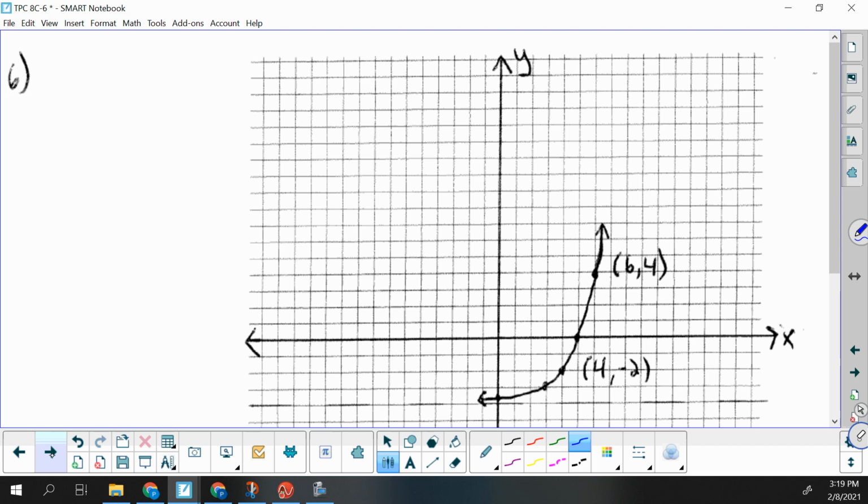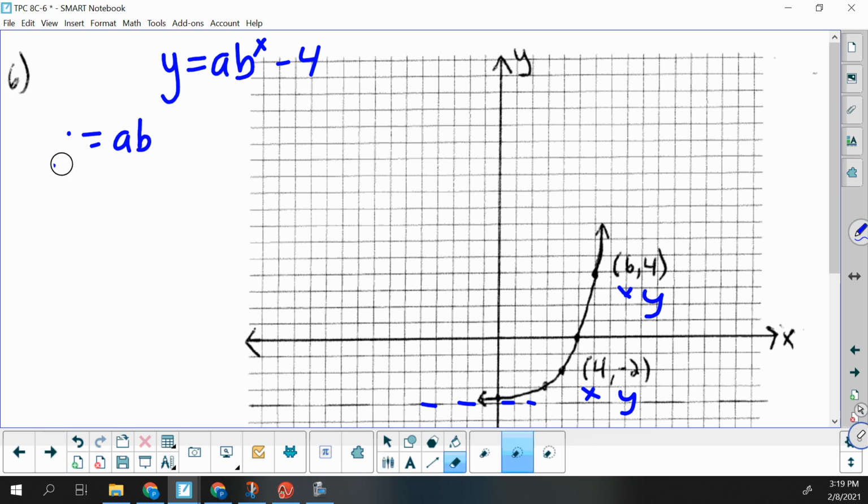And our last one for this video, we are leveling off at the dotted line here at -4. So our base equation will be y equals a times b to the x with a minus 4. Fill in our x's and y's. We have -2 for that. -2 is equal to a times b to the 4th with our minus 4 on the end. And then we'll have 4 equals a times b to the 6th with the minus 4 on the end.